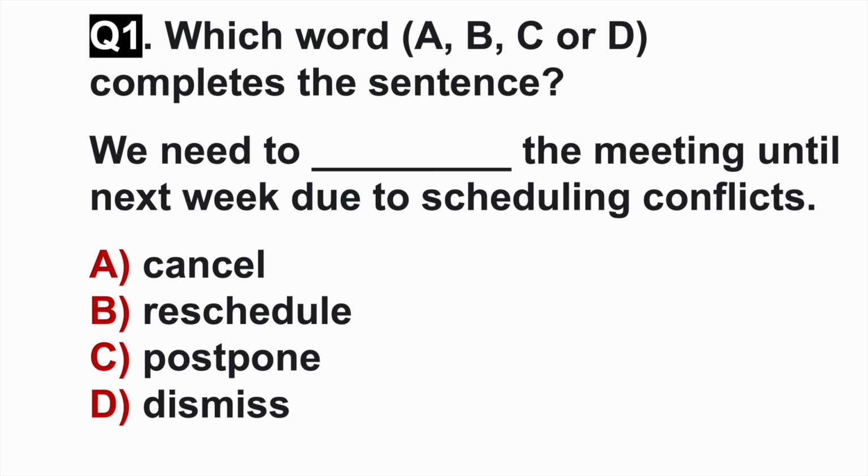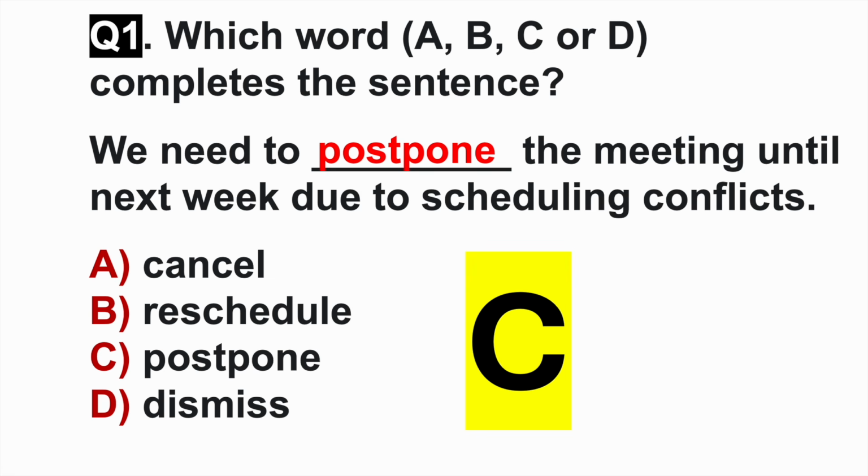It certainly is not A, because we are not cancelling the meeting. It is not B, because we are not rescheduling the meeting. And it is not D, because we are certainly not dismissing the meeting. What we are doing is postponing the meeting until next week due to scheduling conflicts. If you postpone something, you are putting it off to a later date. So the correct answer is C, postpone. We need to postpone the meeting until next week due to scheduling conflicts.